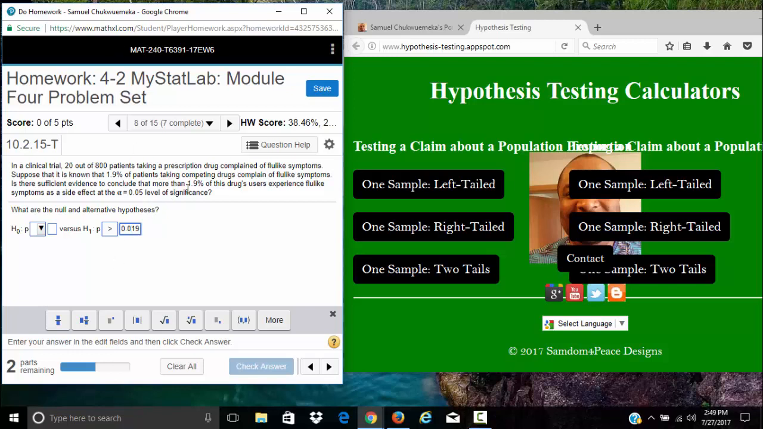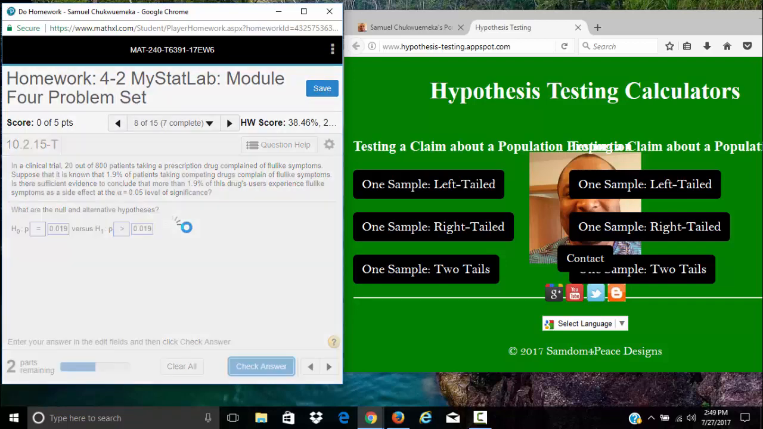Okay? More than 1.9%. So the null, like I said, is always equal to. So this is 0.019. That's the null. So this is your null hypothesis. This is the alternative hypothesis. Okay?